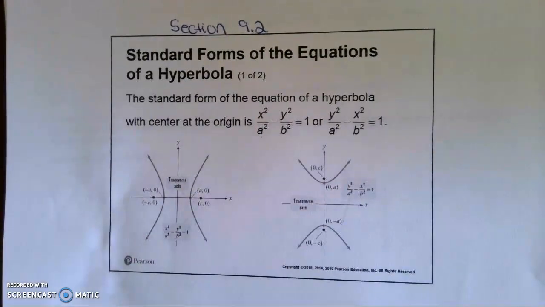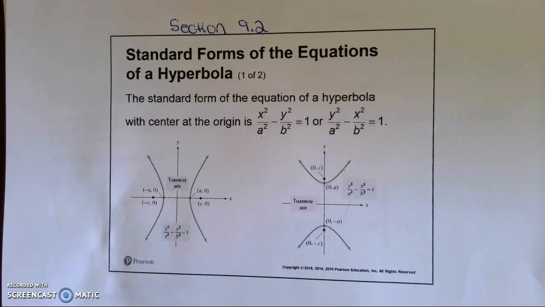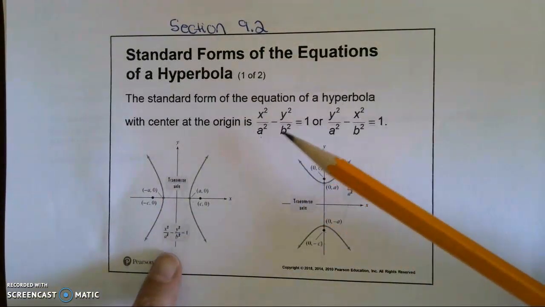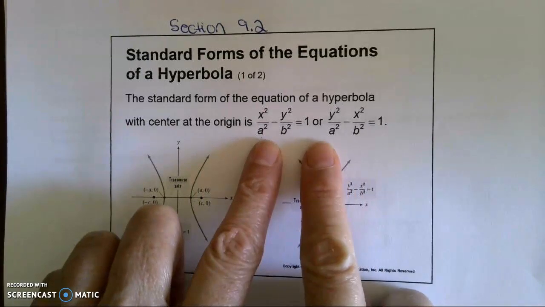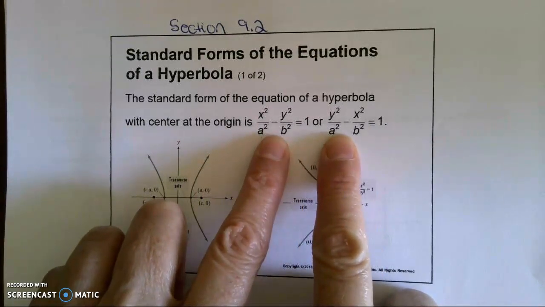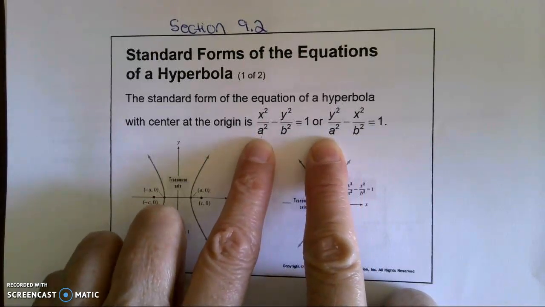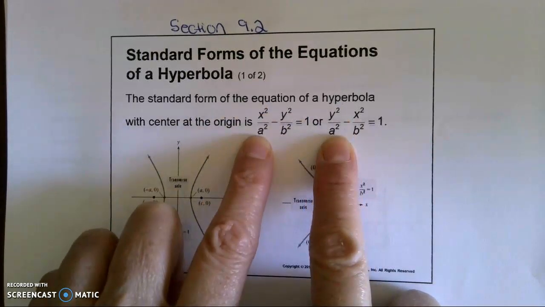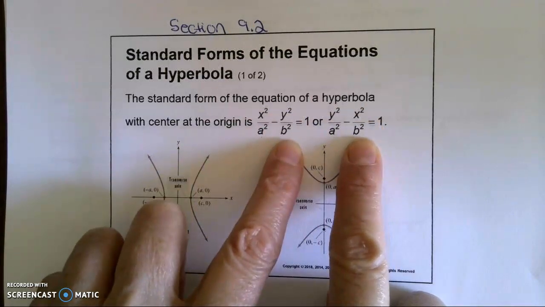Hi, this is section 9.2, hyperbolas. I just want to say a few things before I start our homework problem. If you look at the equation, they have a subtraction between the two compared to the previous section. And the a squared always goes first, sometimes it's after x squared, and the b squared always goes second.